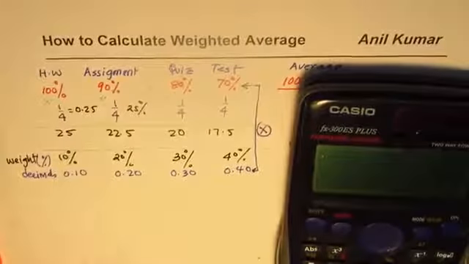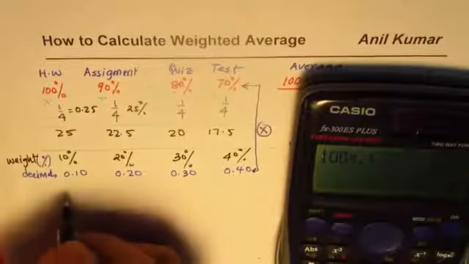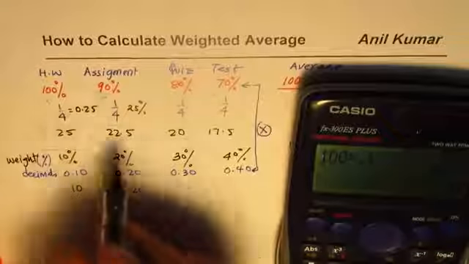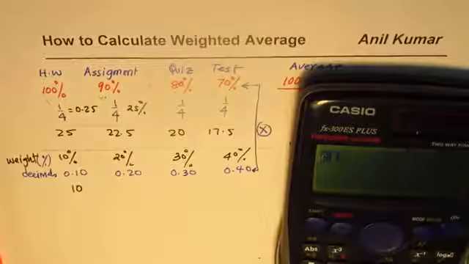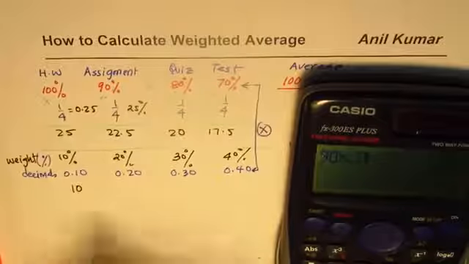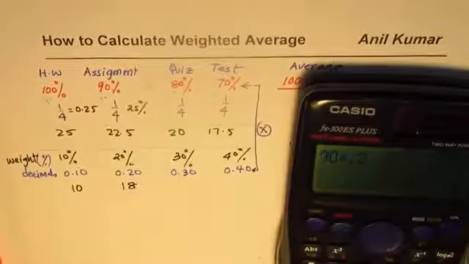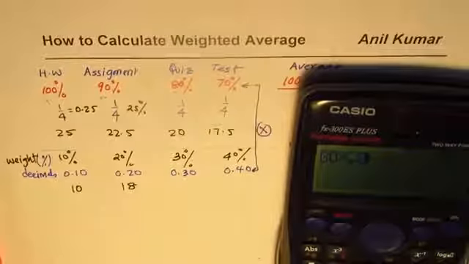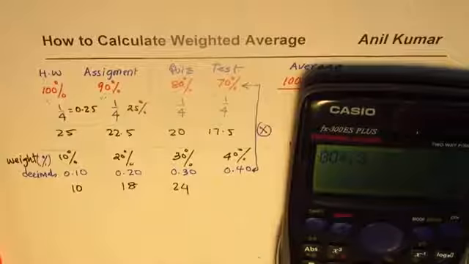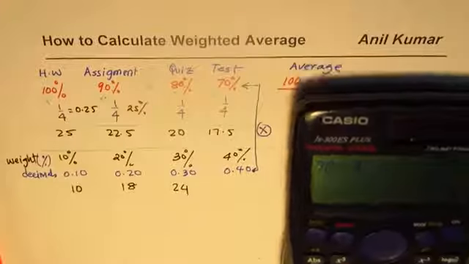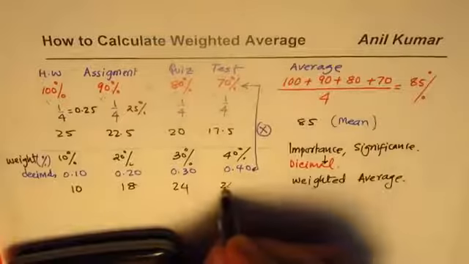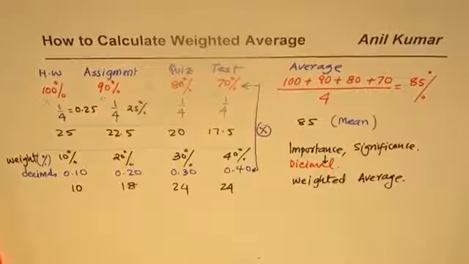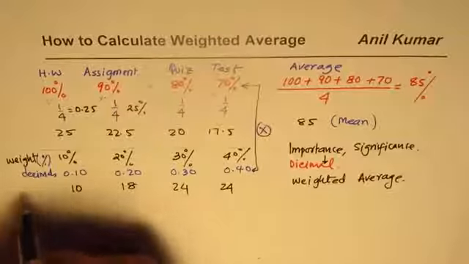So it is 100 times 0.1 equals 10. So we get a mark here, 10. 90 times 0.2 equals 18. And then we have 80 times 0.3, which equals 24. And then we have 70 times 0.4 equals 28. So these are weighted marks.